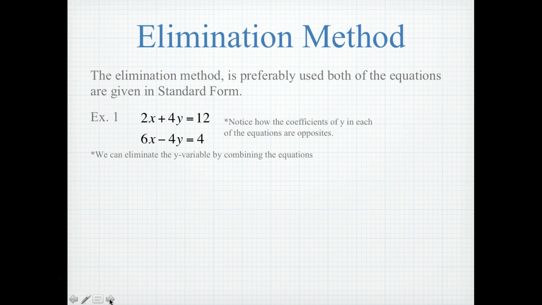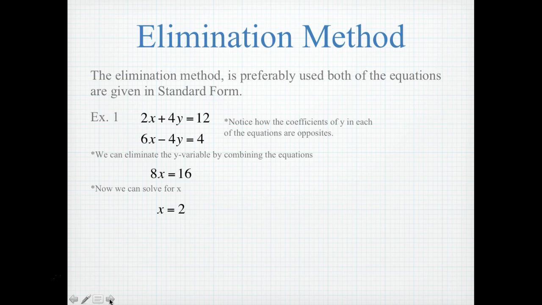So now, paying close attention to the coefficients of y, we have a positive 4 and a negative 4. This is helpful because they are opposites of each other. So when we add the two equations together, the terms that contain y are going to cancel each other out. So doing so, we have 2x plus 6x gives us 8x, 4y and negative 4y cancel out, and on the right side we have 12 plus 4, which gives us 16. So what we end up with is a nice simple one-step equation, 8x equals 16. Dividing both sides by 8 gives us a value of x equal to 2.